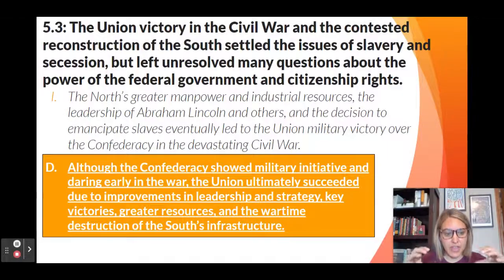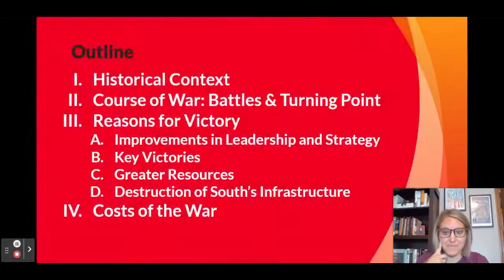So if we look at the College Board curriculum, this key concept really explains for us what we're trying to know and understand. Although the Confederacy showed military initiative and daring early in the war, the Union ultimately succeeded due to 1, improvements in leadership and strategy, 2, key victories, 3, greater resources, and 4, the wartime destruction of the South's infrastructure. So this whole lesson is going to be focusing on those 4 things right there.